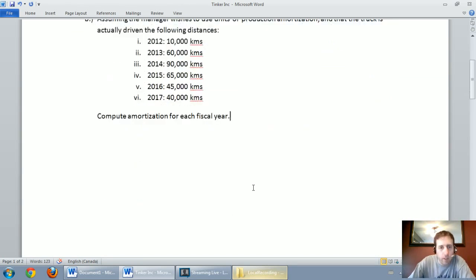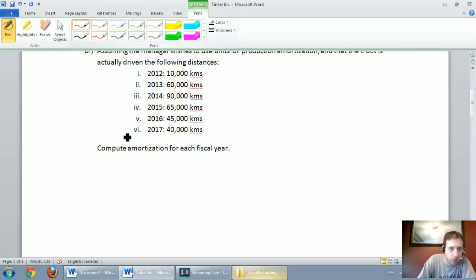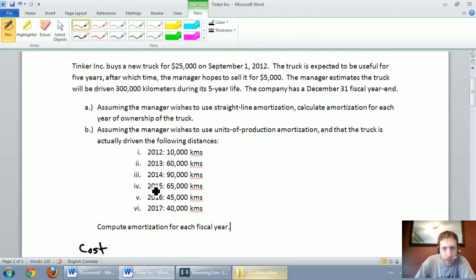So, much like straight line, we start out in the same way. We say, here's the cost of our asset, and the cost of our asset was $25,000. And we expect to recover from that asset $5,000 at the end of its life after we've driven it as far as we want to take it. We're going to be able to either trade it in or sell it on the used market for $5,000.